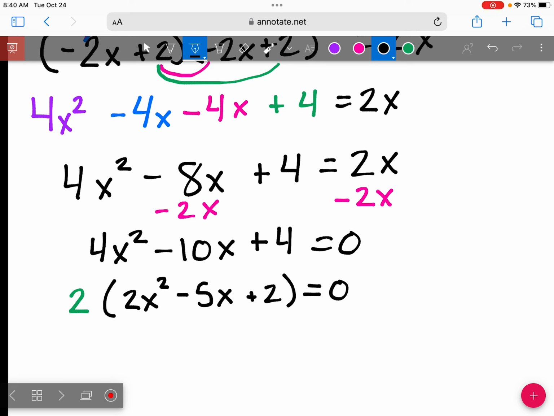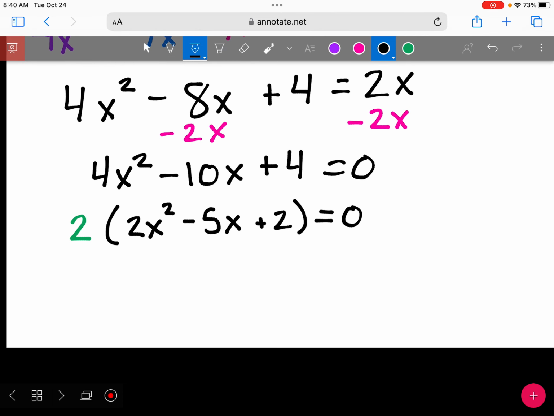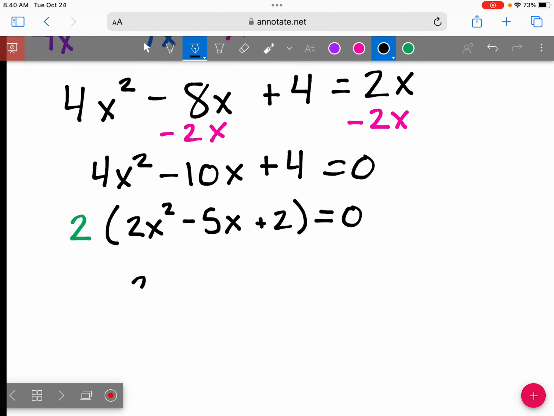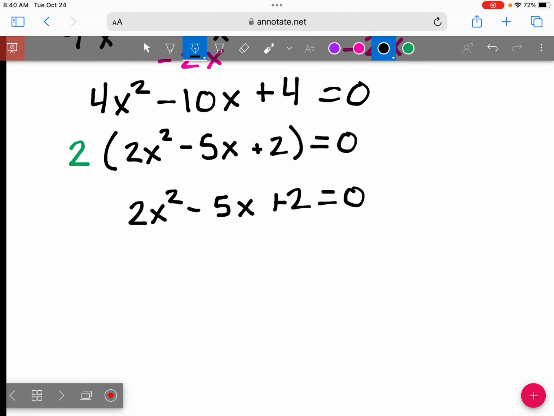Now what? Divide both sides by 2. We don't need to have it there. 2x squared minus 5x plus 2 equals 0. We're solving. We're not trying to put this into vertex form or factored form. We can get rid of stuff. Now what? Factor. Let's see if we can factor it.